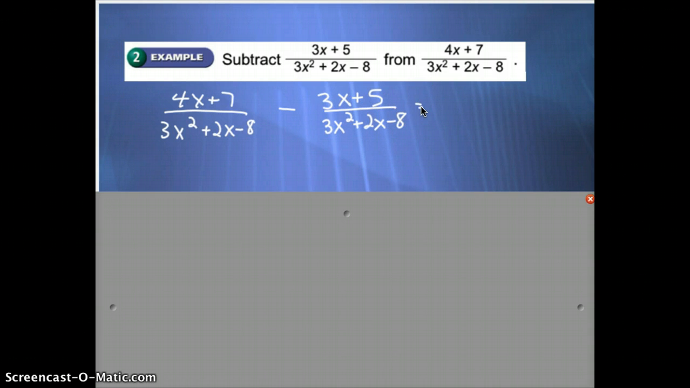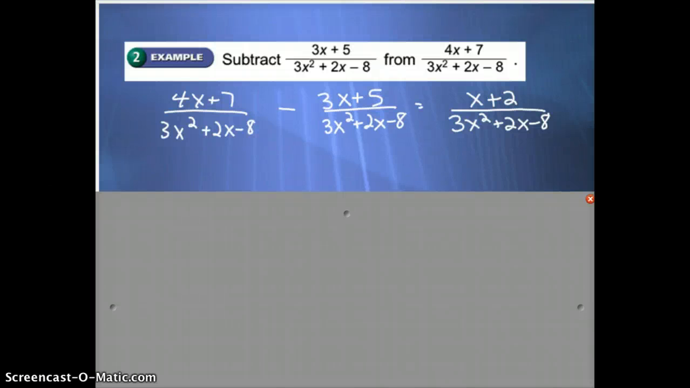Okay, so again, I'm going to subtract my numerators. So 4x minus 3x is just x. 7 minus 5 is plus 2. So x plus 2 over the same denominator, 3x squared plus 2x minus 8. Okay, and then what I'm going to look for is if we have any common factors. So I'll try to factor the denominator.